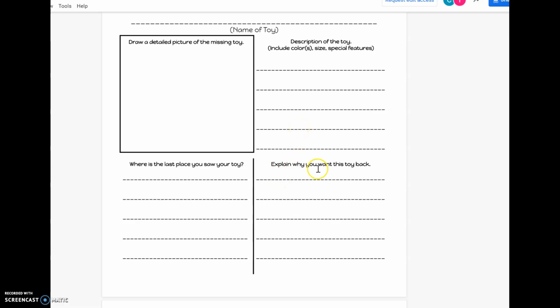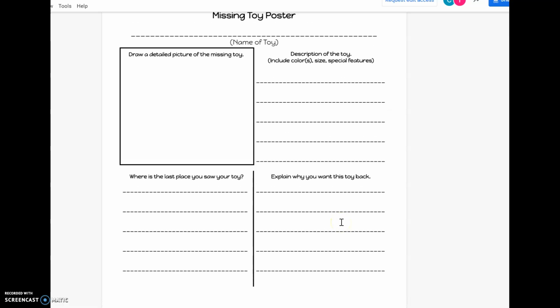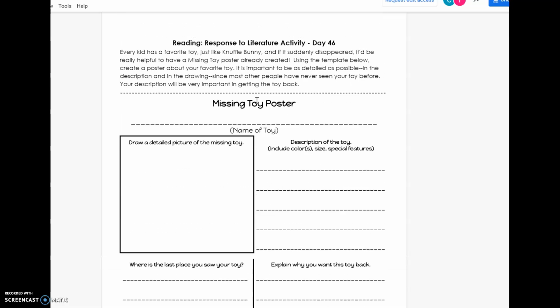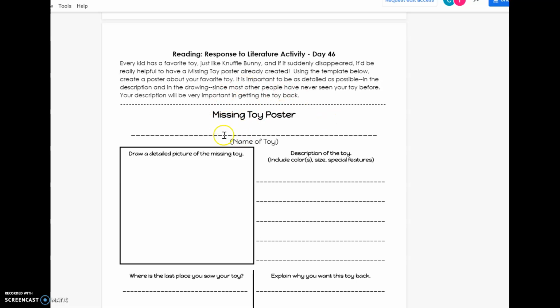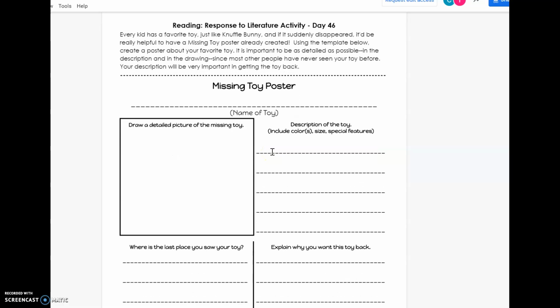and then over here you're going to say, I want this toy back because I miss it, I sleep with it and I cannot sleep anymore. It could be anything that you think is the reason why you really want your toy back. So someone's going to read this and they're going to look for your toy if they haven't seen it before, or if they have seen it before, they're going to contact you, right? So this is a missing toy poster, and on top over here on this line, you're going to write the name of your toy. I think this is a super fun activity, girls and boys.